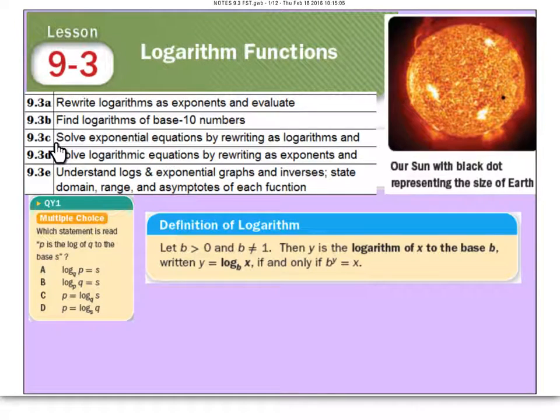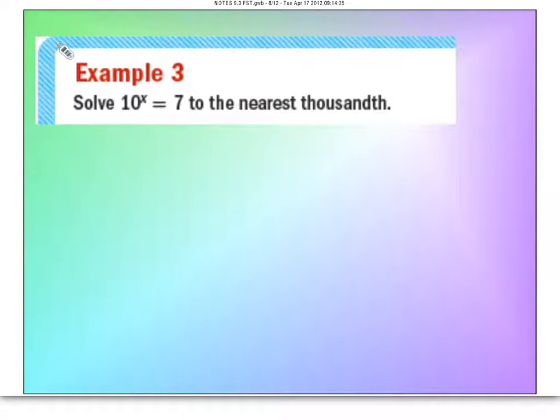In Learning Objective C, I'm going to show you how to solve exponential equations by just rewriting them as logarithms. Now, one of the main reasons we need logarithms is to help us solve these types of equations. Whenever you have an exponential equation where the unknown variable is the little exponent, the easiest way to solve it is to rewrite it as a logarithm. So let me show you.